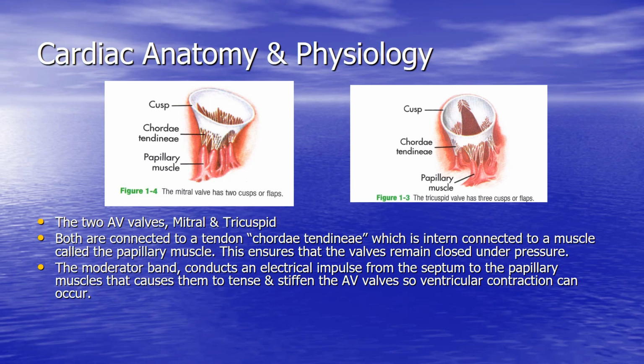ensuring that blood flows in one direction only. This diagram shows us the two AV valves are actually connected to tendons, which are actually connected to muscles within the heart itself. Once these muscles tense, the valves remain closed, they remain shut. When these muscles relax, the valve opens.